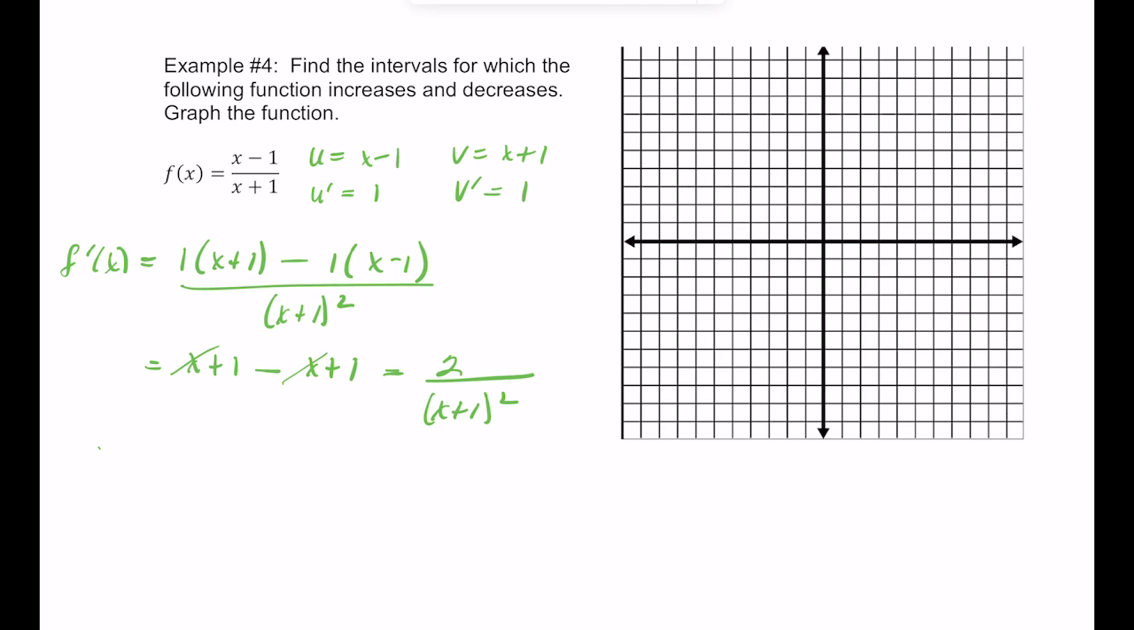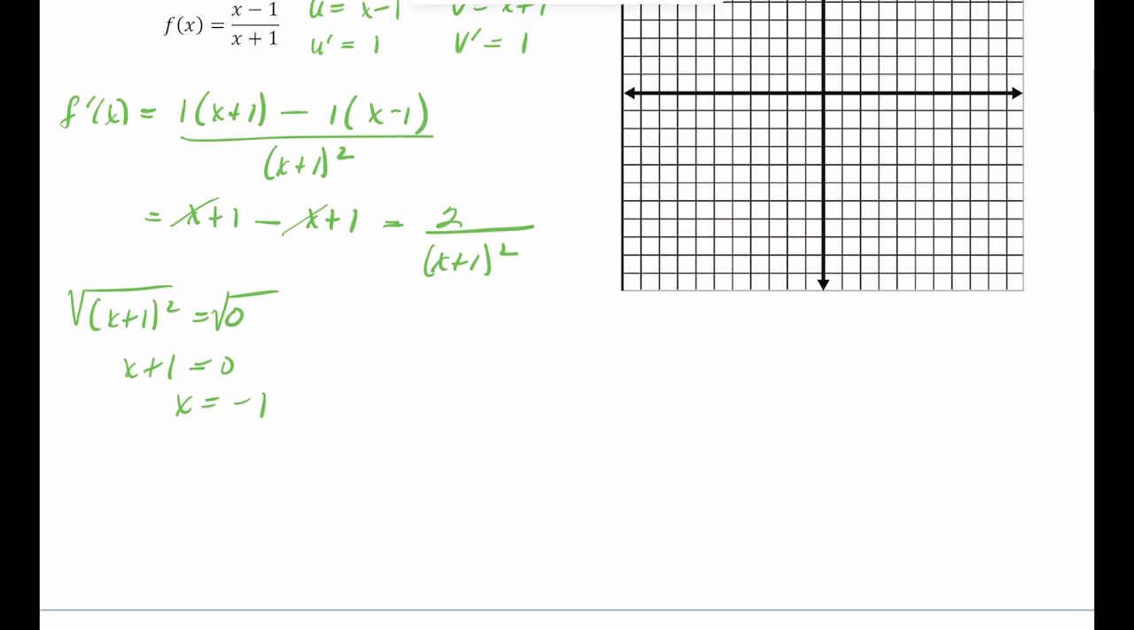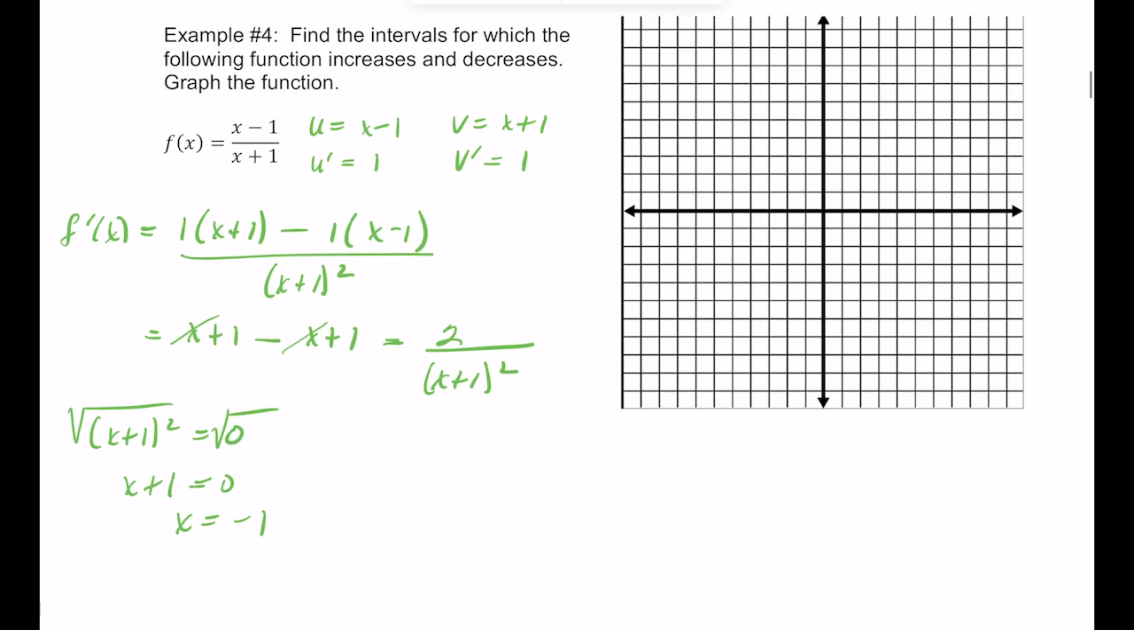So I want to take the denominator and set it equal to 0. And if I was to solve this, right, there's a couple ways you could do it. Take the square root of both sides, and you get x plus 1 equals 0. So x would equal negative 1, okay? Now negative 1, though, is not a critical value. Why? Because if I take negative 1 and plug it into my original function, it's not in the domain, right? It would make it undefined. So negative 1 is not a critical value.